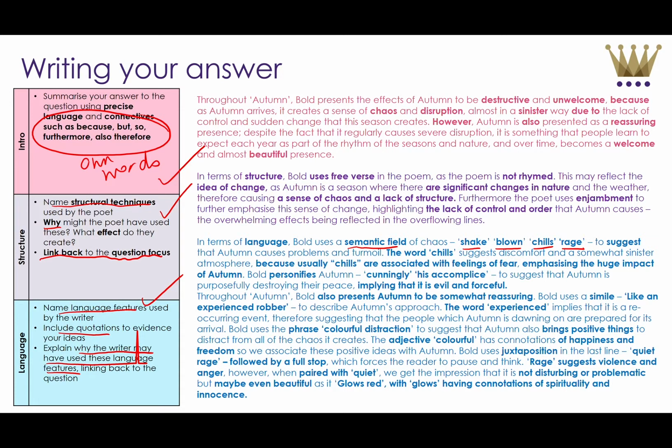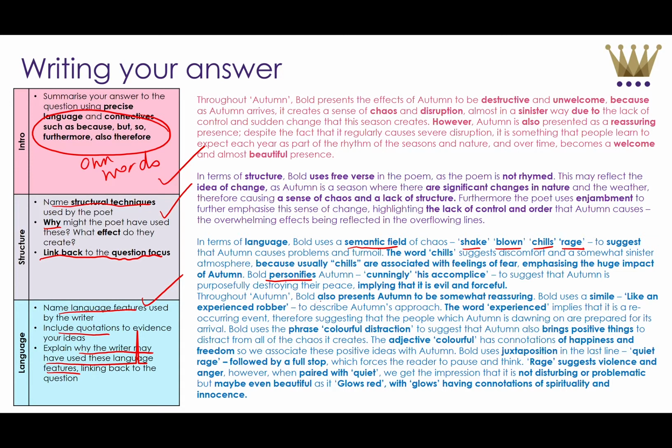Then I've zoomed in on a word. The word chills suggests discomfort and a somewhat sinister atmosphere because usually, now I've got to explain what this word means, chills are associated with feelings of fear, emphasising the huge impact of autumn. Next technique here, Bold personifies autumn, cunningly his accomplice, to suggest that autumn is purposefully destroying their peace, implying that it is evil and forceful.